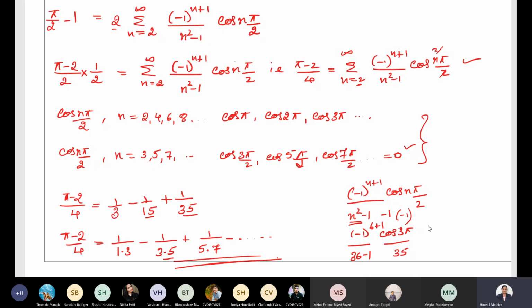This is the deduction we are supposed to do. Anybody has any doubt in this? Go through this formula once again.